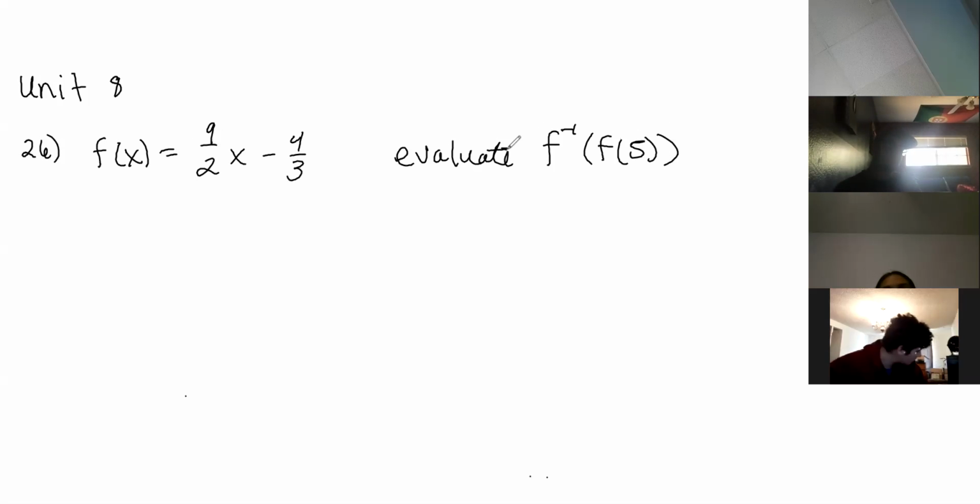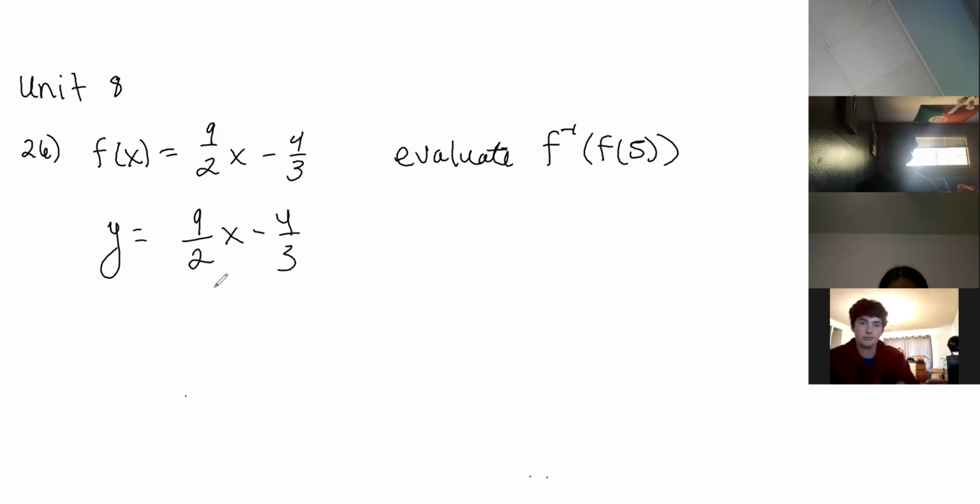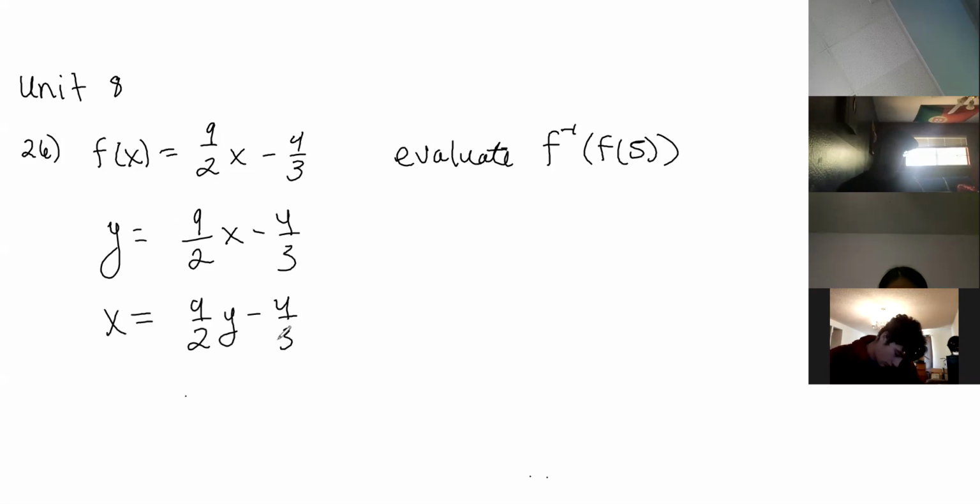Okay, two choices. One, find the inverse of this, and it's going to look ugly. You would change this to y, and then switch the variables, and then add the 4/3, multiply by the reciprocal, and then you would plug 5 into the original and then 5 into the inverse. That is an option. But I gave you guys a shortcut.